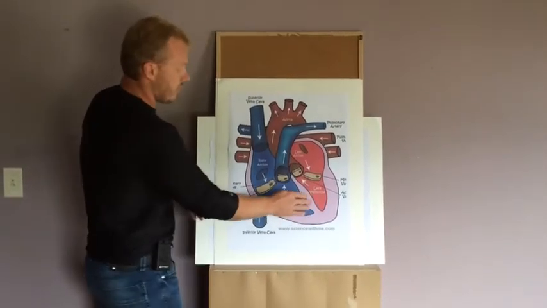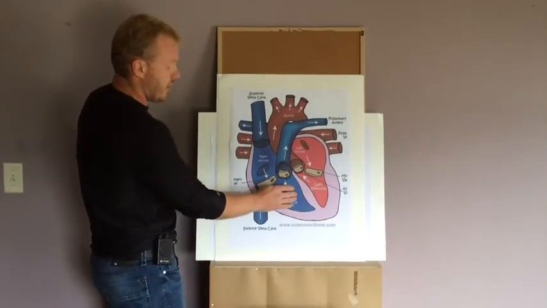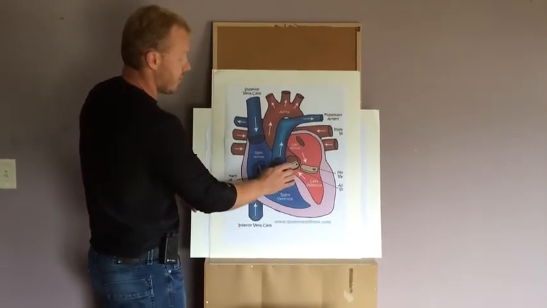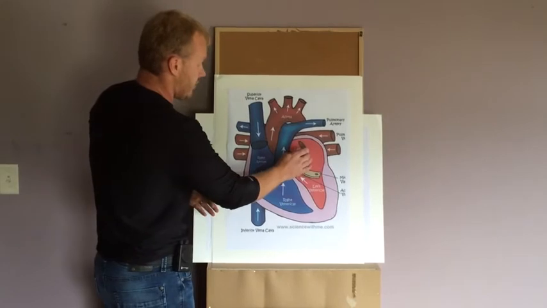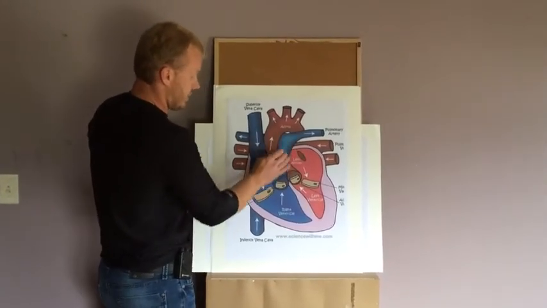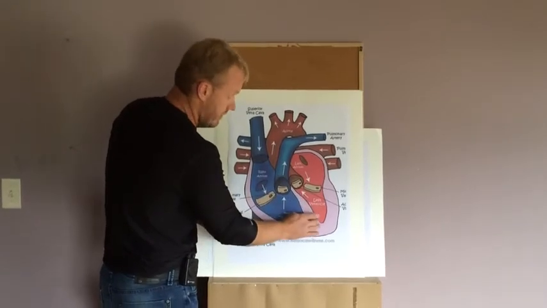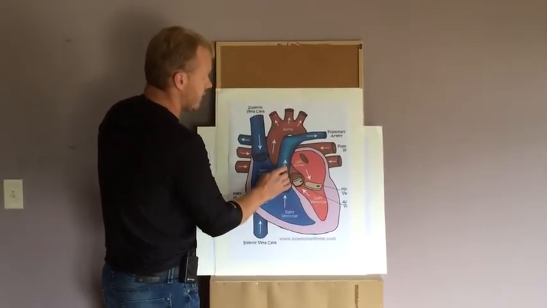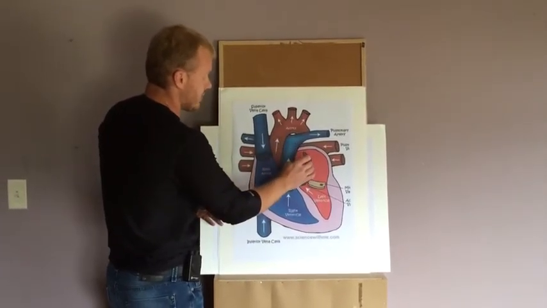Now, it's also important to note that the left ventricle is separated from the right ventricle by the interventricular septum, and the left atrium is separated from the right atrium by the interatrial septum. This is the interventricular septum, because these are ventricles. This is the interatrial septum, because these are atria.